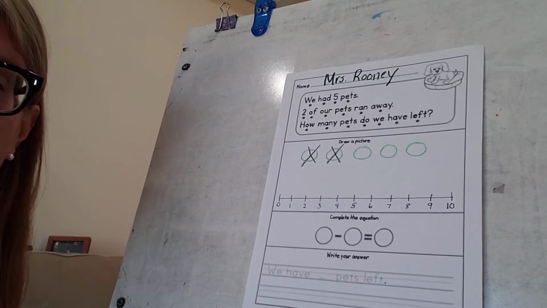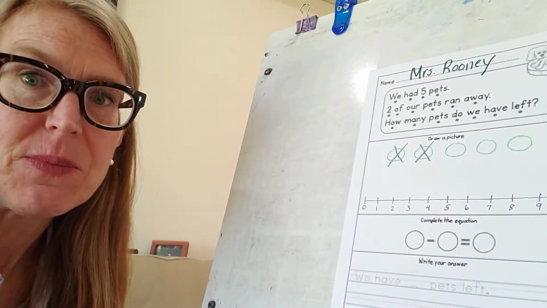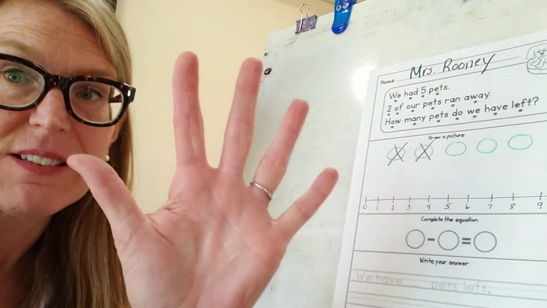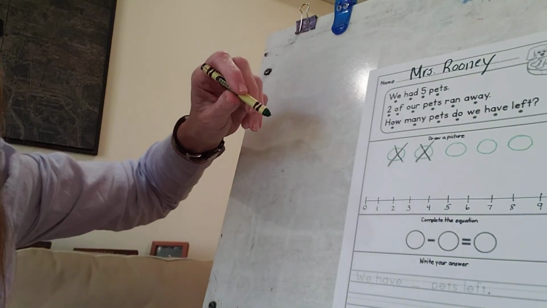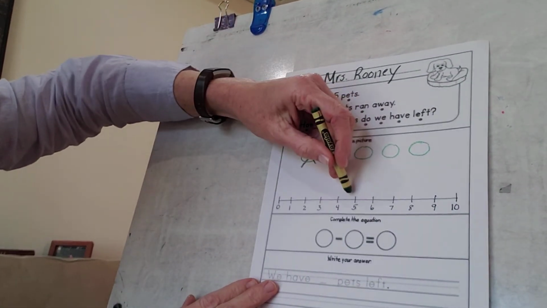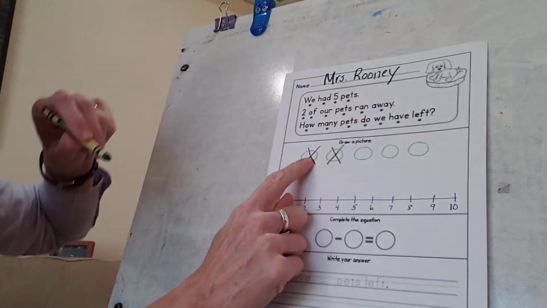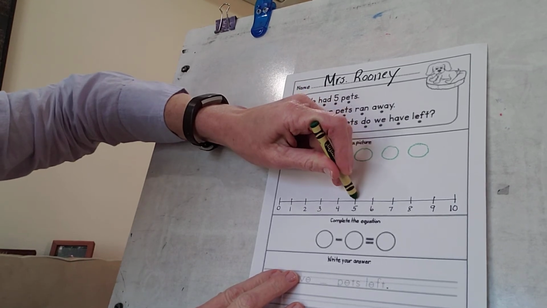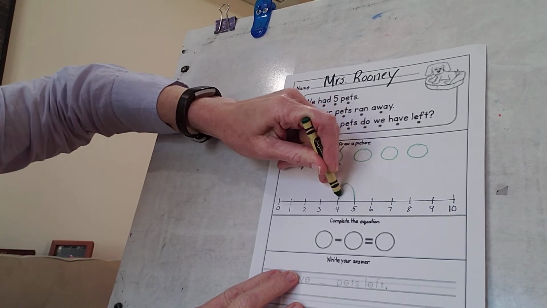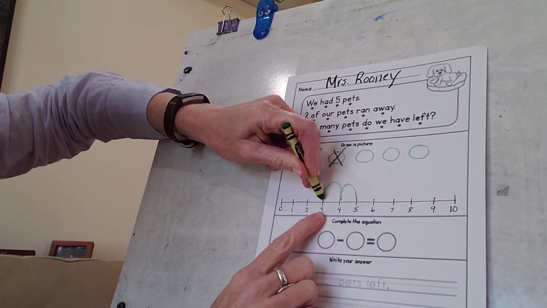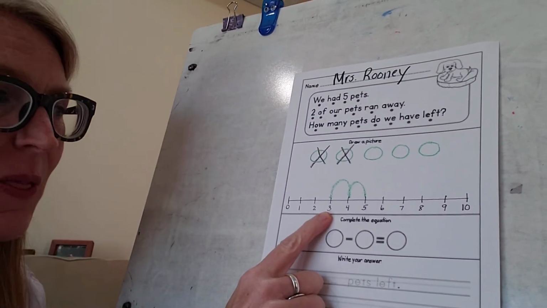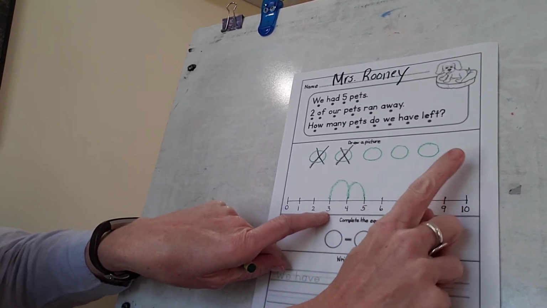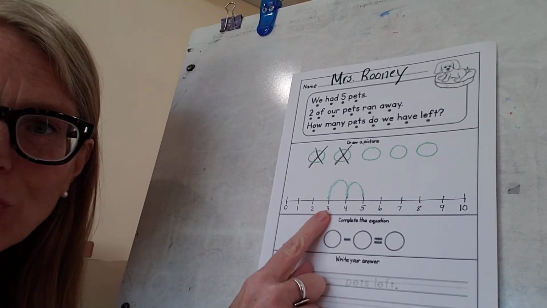Now I want to go down and I want to solve this problem on my number line. So how many pets did I have to start? I had 5 pets to start, right? So what number do I need to start with on my number line? I need to start with the number 5. Very good. How many pets ran away? 2 pets ran away, right? So I'm going to make 2 hops with my number line. 1, 2. What number did I land on? I landed on the 3. Let's go up and check. 1, 2, 3. Did I have 3 pets left? Sure did. And my number line showed me that.